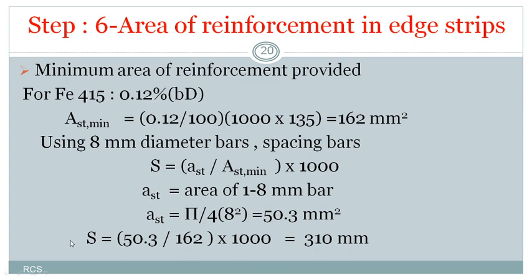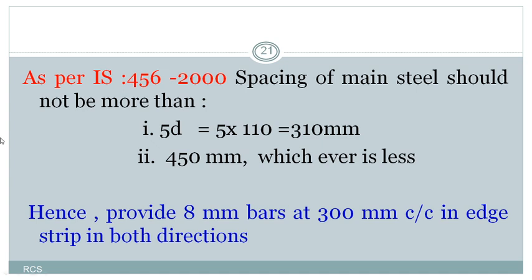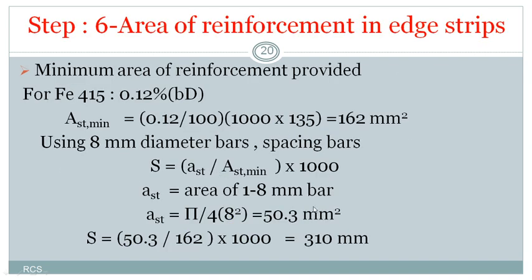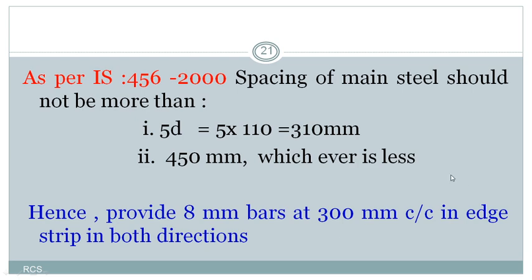We have to check whether this spacing fulfills the criteria of the codal recommendations. As per IS 456-2000, the spacing of main steel in the edge strip region should not be more than 5D or 450 mm. 5D is equal to 310, and 450 is the other criterion. We have to check the minimum value. Of these three, 310 is the minimum, so we round it to 300.